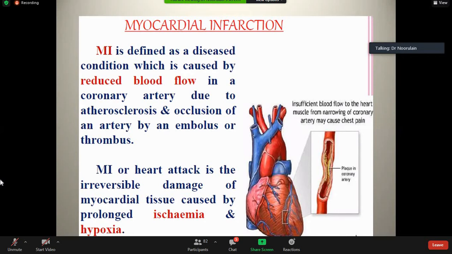Myocardial infarction, or heart attack, is irreversible damage. If there is insufficient blood to the heart muscle due to narrowing or thrombosis, it may cause chest pain and cardiomyocyte death, with irreversible damage of the myocardial tissue caused by ischemia and hypoxia. When the coronary artery is occluded by atherosclerosis and thrombus, it can lead to permanently reduced blood flow to the myocytes and irreversible cardiac damage. Angina pectoris is a reversible cardiac damage, not permanent cardiac damage. It can revert.